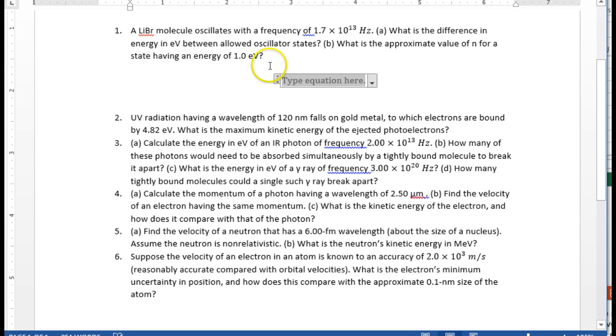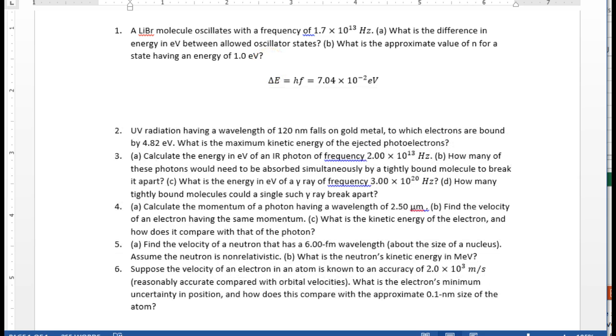So we're looking at delta E equals hf equals 7.04 times 10 to the minus 2 electron volts. All right, that's the answer to A. B, what is the approximate value of n for a state having a total energy of 1 electron volt? Okay, back over to Excel.